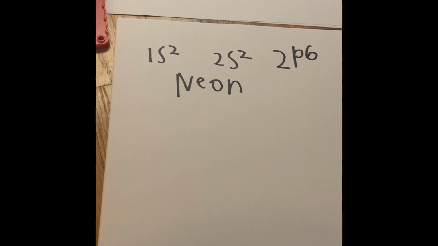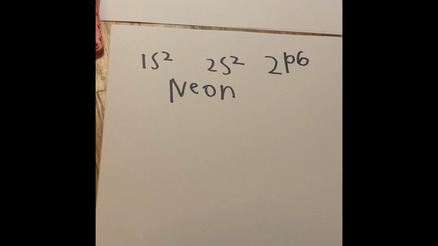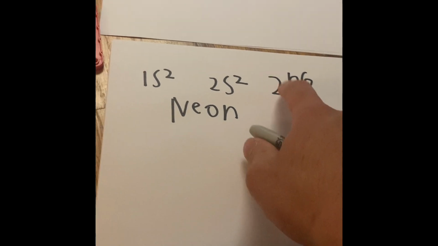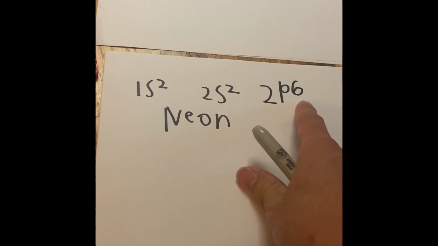On the first S layer, 2 electrons. The second S layer, 2 electrons. And the third one, 2p, is going to have 6 electrons.